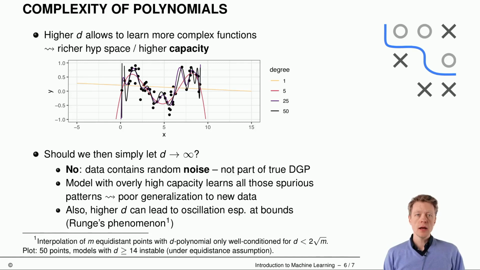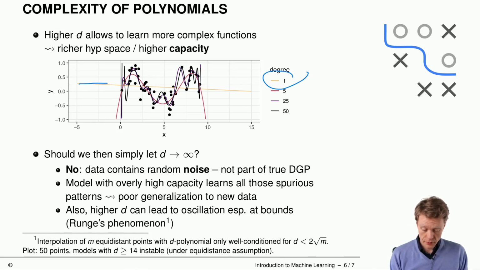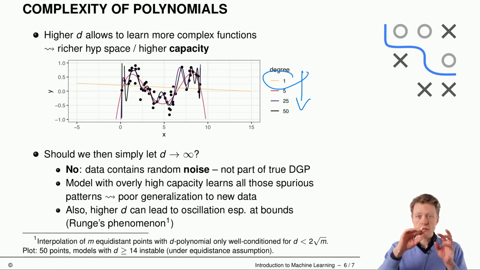Okay, higher D allows to learn more complex functions. So we have a richer hypothesis space, or we could also say we have a higher capacity. So if we have degree 1, then it's really just this linear line here. And with higher degree D, we have, well, more flexibility, and the functions get more flexible, more wiggly. So we could say, okay, higher capacity is great, rich hypothesis space, this sounds great. Why don't we just let D go to infinity?